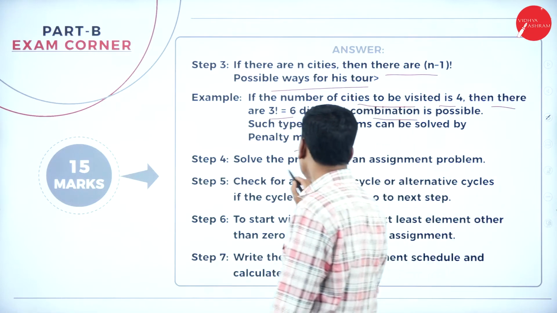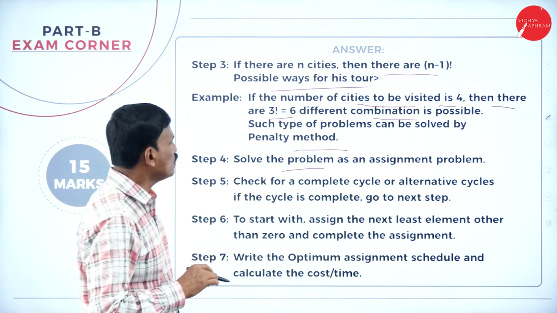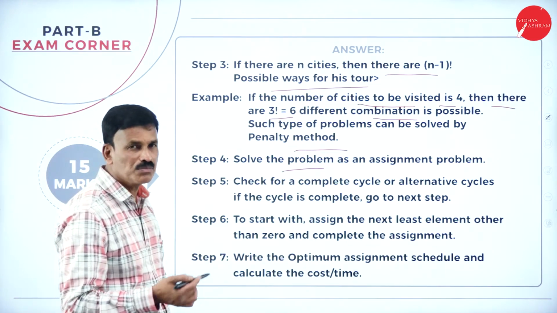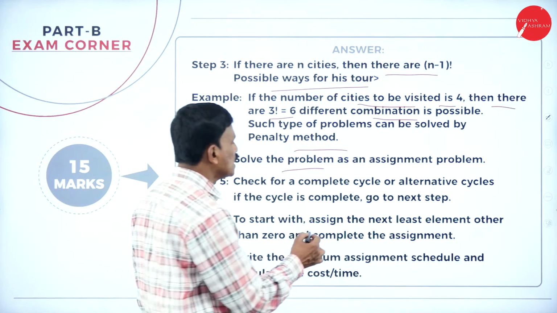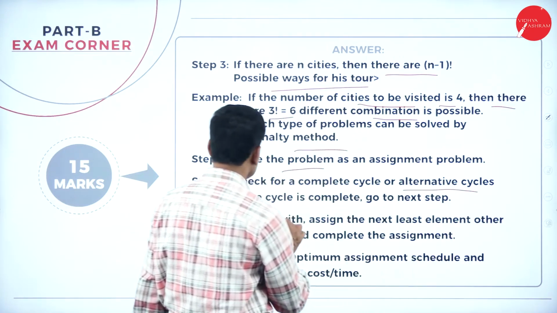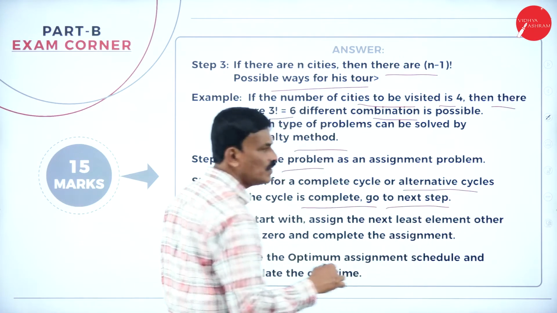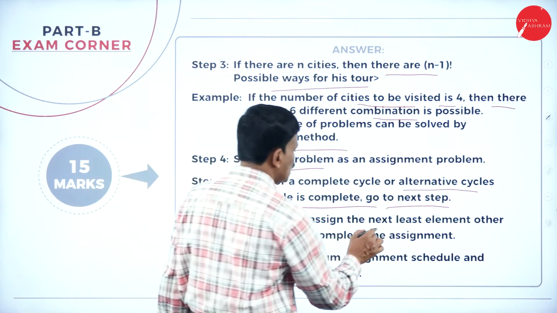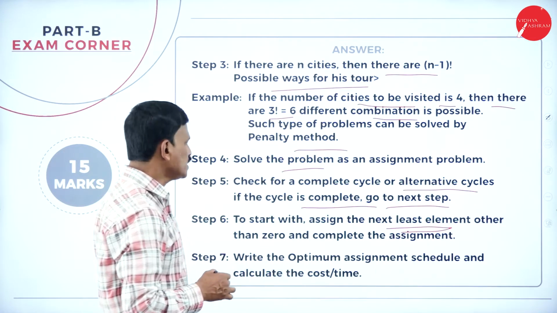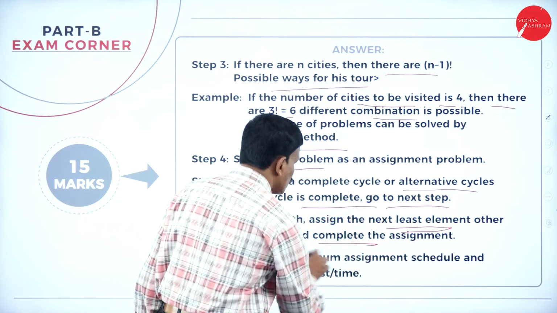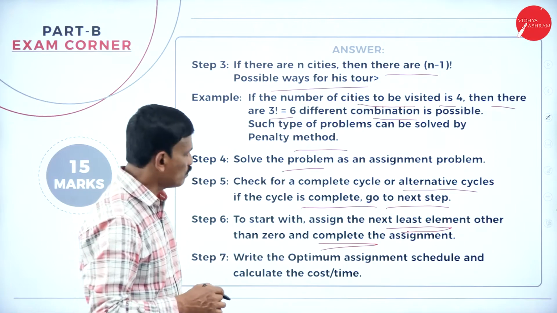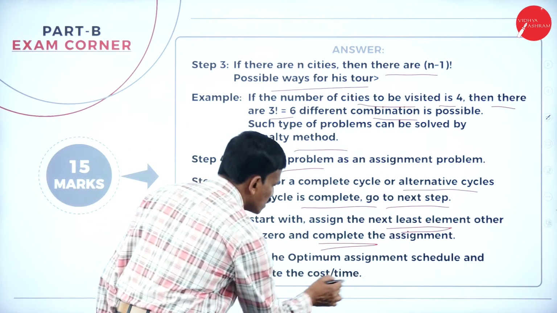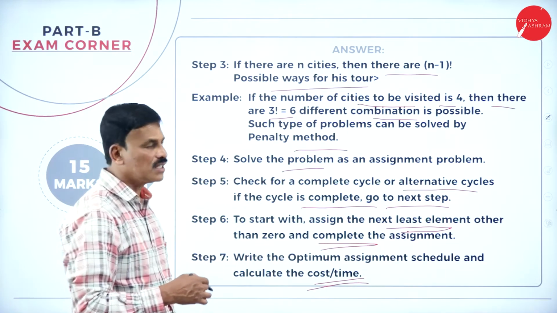Now, step 4. What is step 4? Solve the problem as an assignment problem. So we have to solve the given problem as an assignment problem. Then check the complete cycle or alternative cycles. If the cycle is completed, then we go to the next step. So what is the next step? To start with, assign the next least element other than 0 and complete the assignment, like in an assignment problem. Write the optimum assignment schedule and calculate the cost or the time.